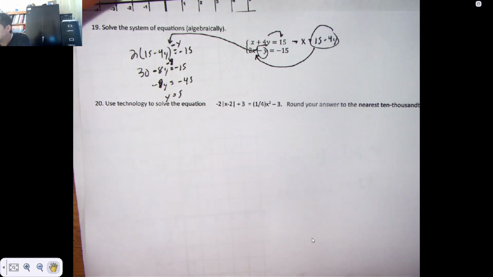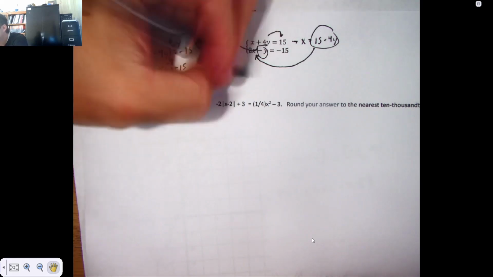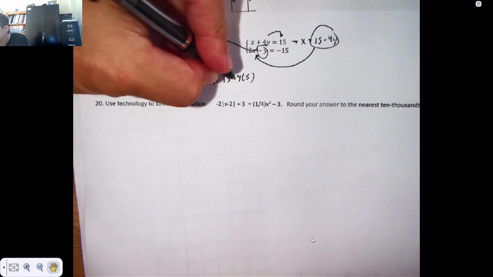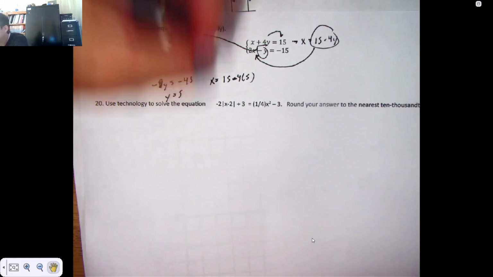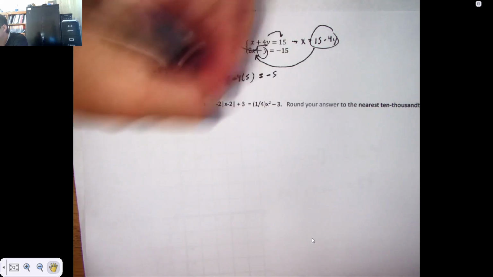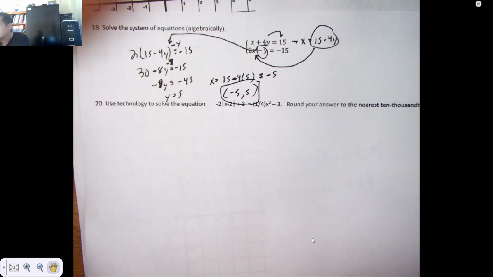Now all I got to do is figure out the x value. I know that x was, from a previous operation, 15 minus 4y, so I'm going to plug that 5 in. And 15 minus 4 fives is going to be negative 5. So I've got this ordered pair, (-5, 5). That's my answer. And 20 is a use technology problem.